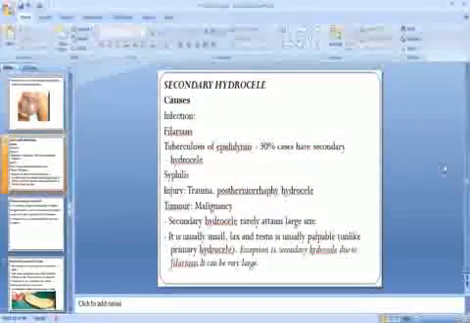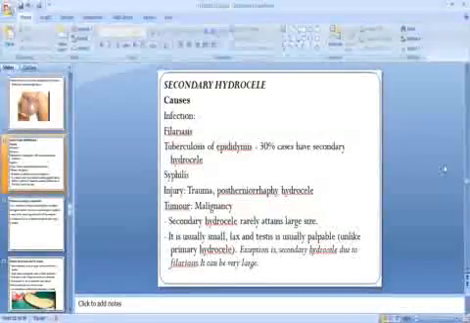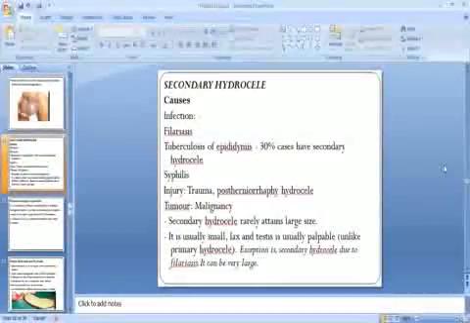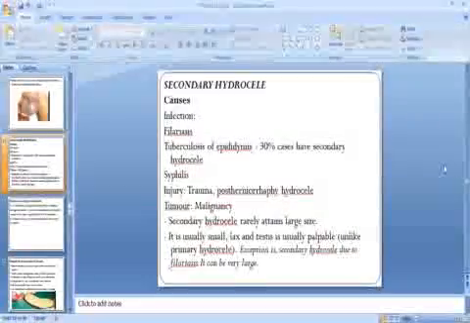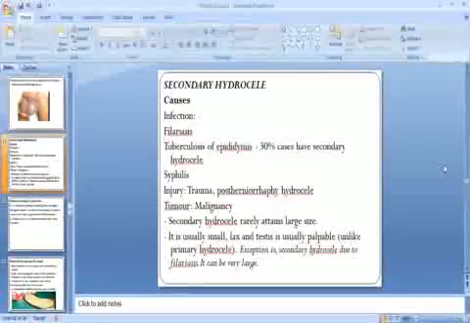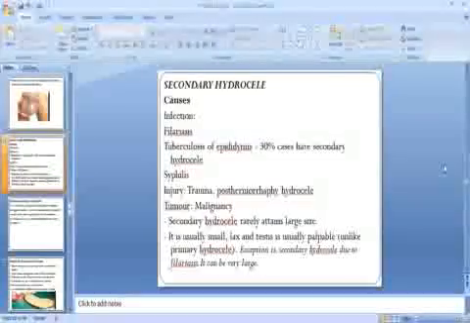Secondary hydrocele. Causes include infections, filariasis, tuberculosis, or epididymitis, syphilis, injury, trauma, and malignancy. It is usually small and lax, and the testis is usually palpable. The exception is secondary hydrocele due to filariasis, which can be very large.